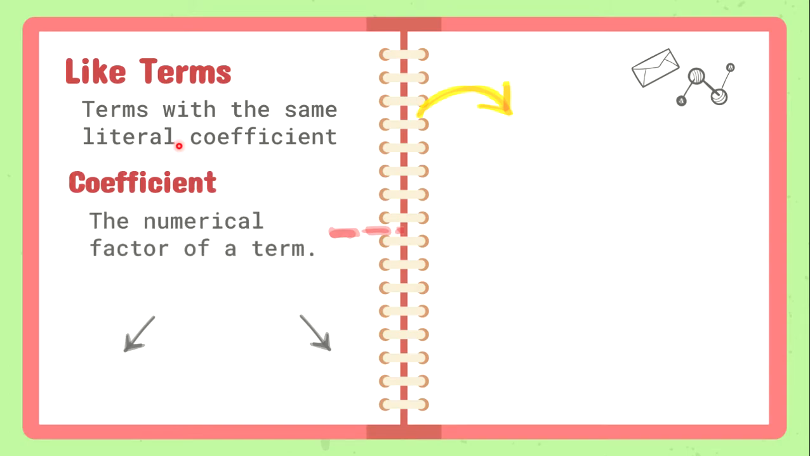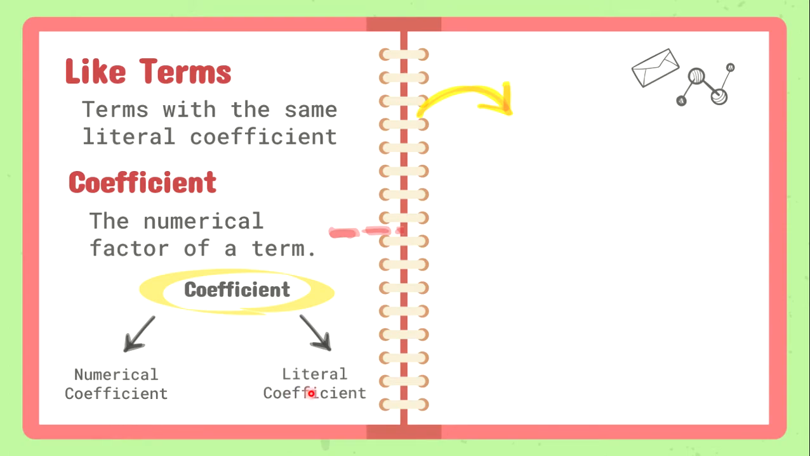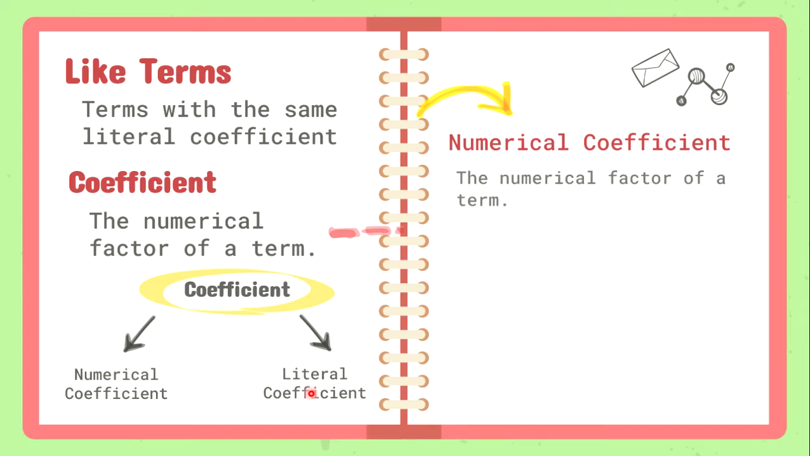Coefficient is popularly known as the numerical factor of a term. In general, when we say coefficient of a given term or a given polynomial, that is the numerical factor. But in mathematics, the coefficient is divided into two kinds, namely the numerical coefficient and the literal coefficient. The numerical coefficient is actually this one, the numerical factor of a term.